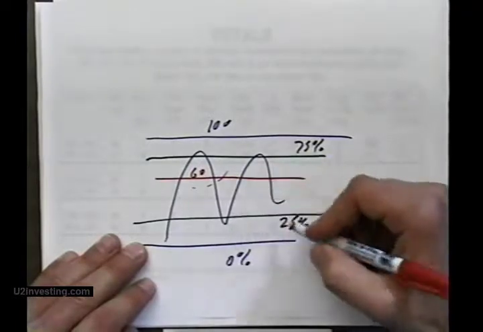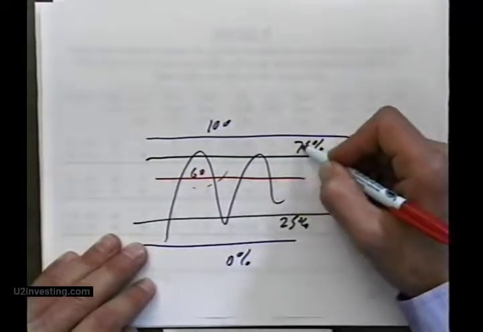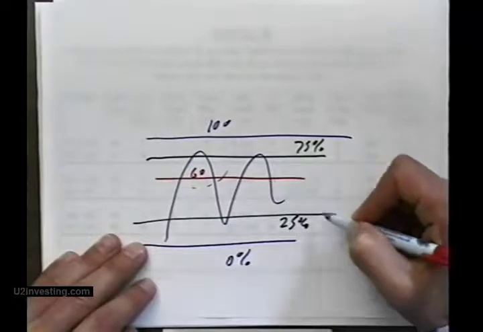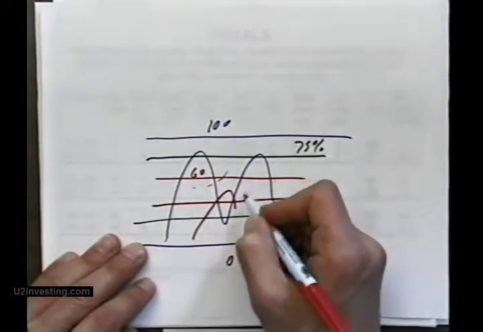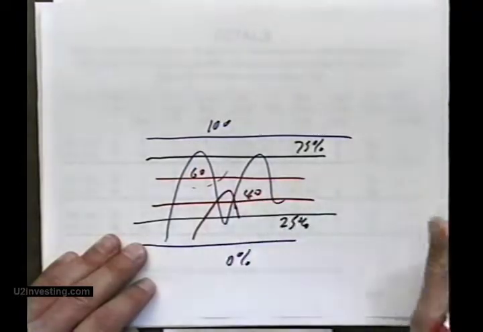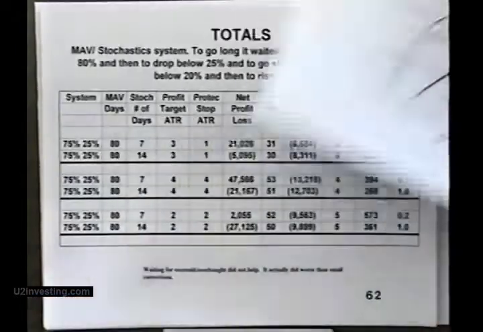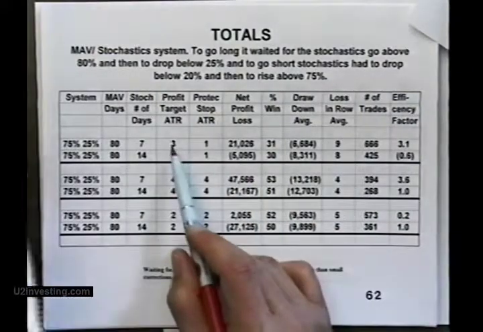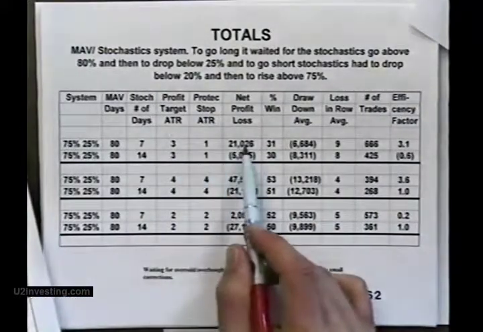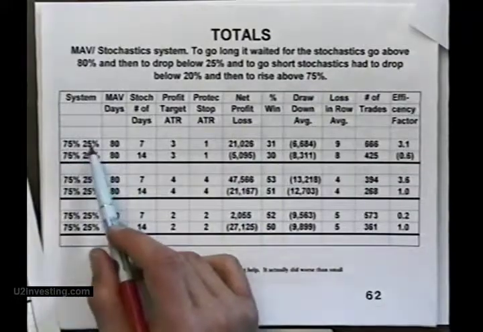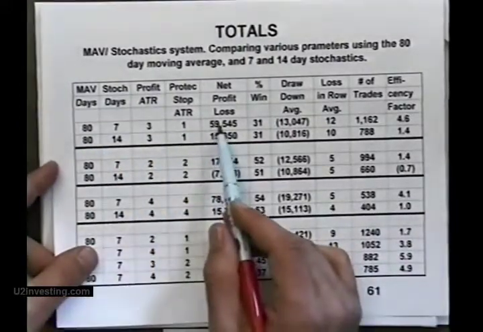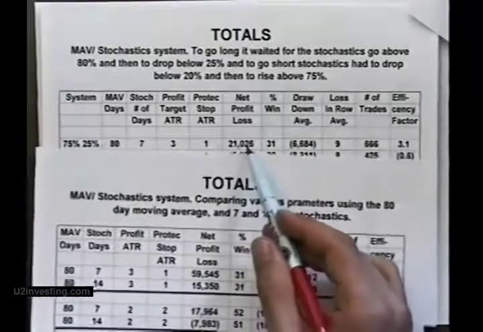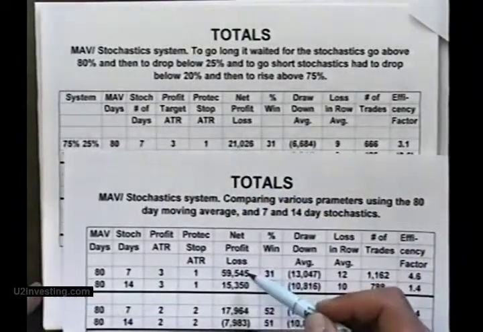On the buy side, one system waited for stochastics to go above 75 and then cross over and give a sell signal. And the other one waited for the market to go above 40% right here and then cross over and give us a sell signal. So here the parameter of 3 by 1 made $21,000. This is the 75-25% stochastic rule. Here we had the 60% and 40%, and it made $59,000 versus $21,000 here.